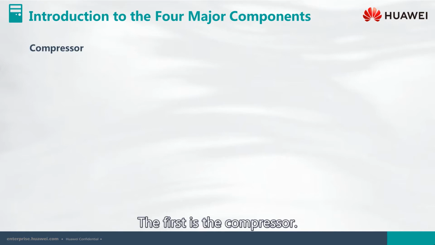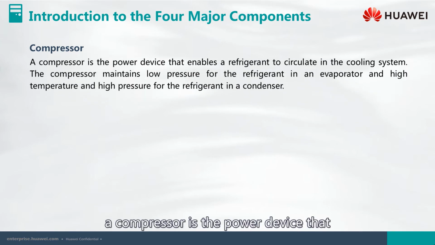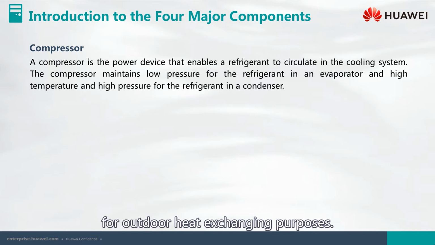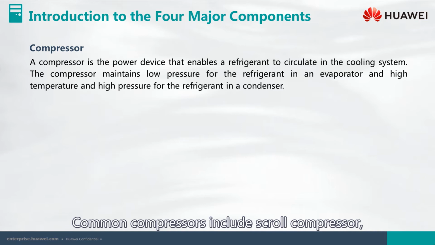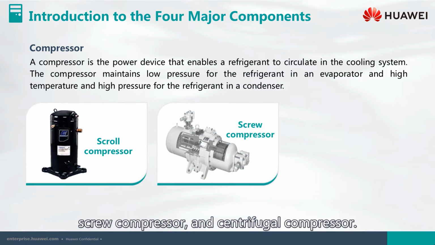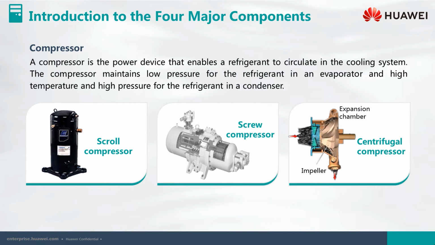The first is the compressor. The core of the refrigeration cycle. A compressor is the power device that enables a refrigerant to circulate in the cooling system for outdoor heat exchanging purposes. Common compressors include scroll compressor, screw compressor, and centrifugal compressor.